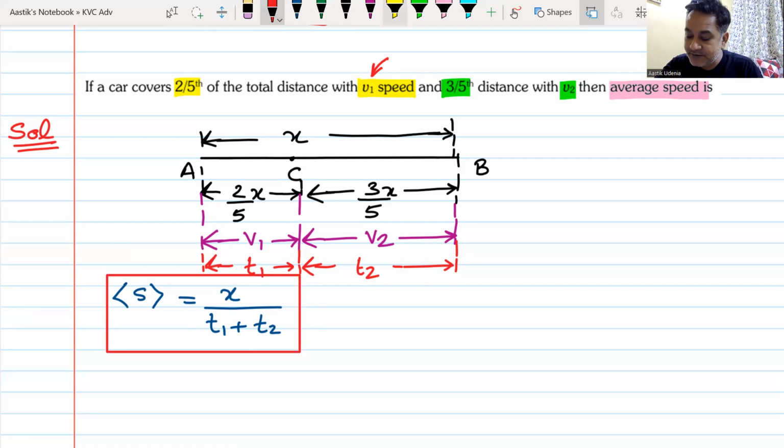How will I find out the value of T1 and T2? I know the distance here is 2 by 5x. It is moving with a uniform velocity. The velocity is V1. So I can relate these three things, yes or no? Yes, sir. Total distance divided by total time is your average speed. So from there I can find out the value of T1, yes or no? Yes, sir. What will be the value of T1 coming from these three things? Tell me.